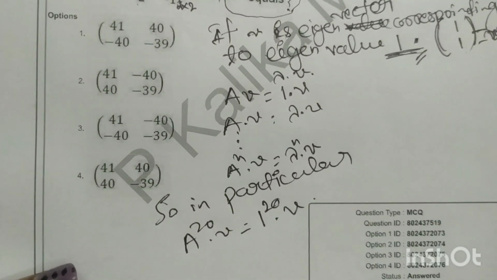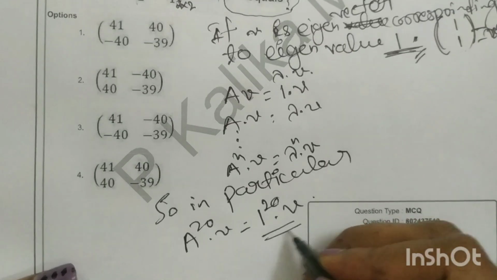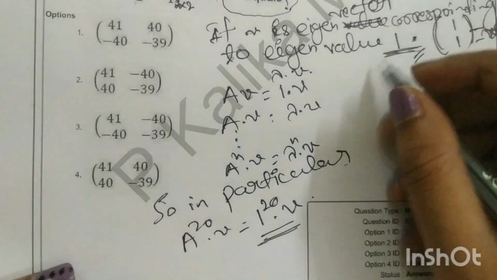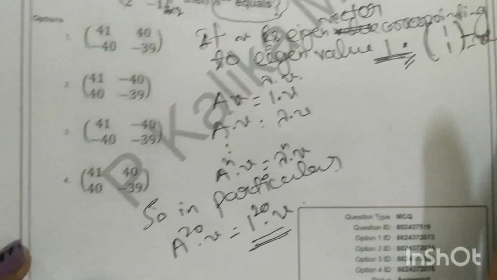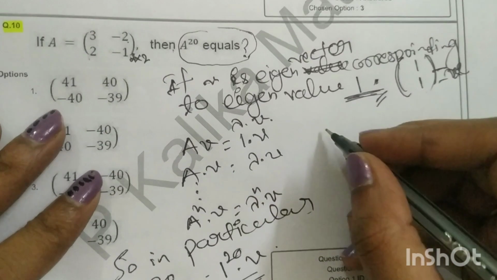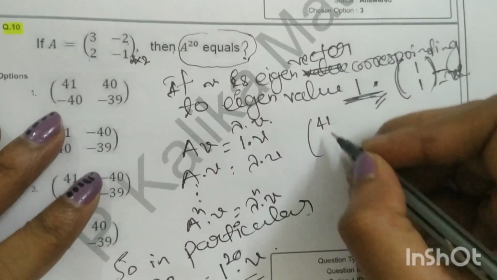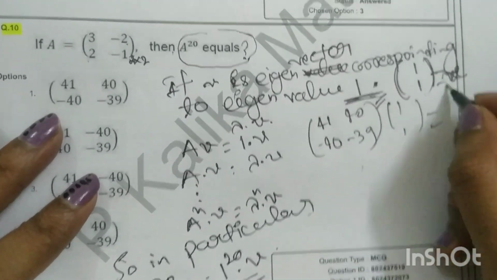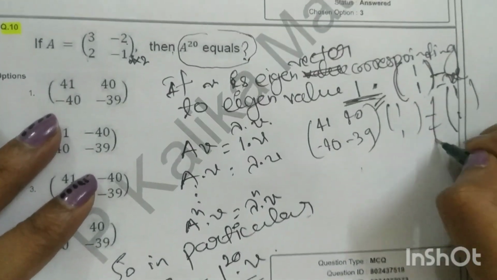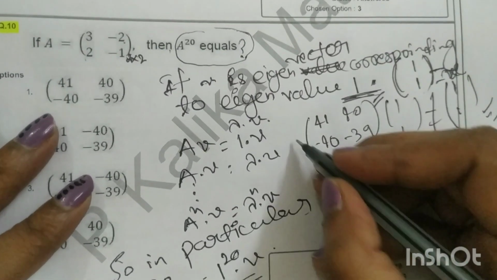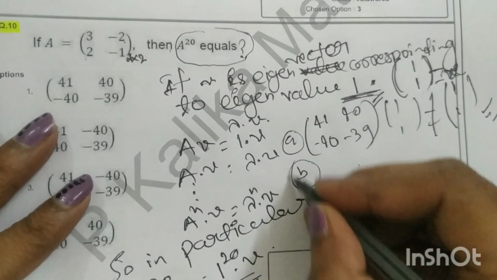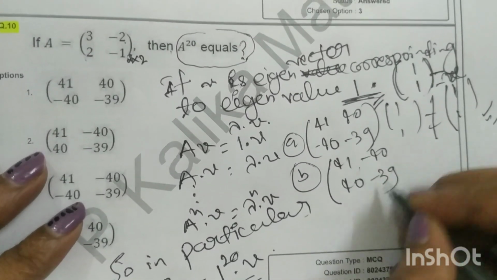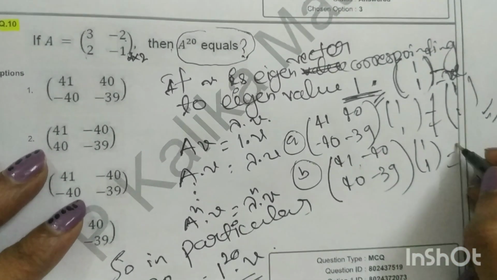So see, check among these, in which one, if you multiply by 1 1, it gives 1 1 itself. Check quickly, which one will give 1 1. So 41 minus 40 minus 39 into 1 1. So you will get not 1 1, right? It is not equal to 1 1, as verified. And what is in option B? Okay, 41 minus 40 minus 39. If you multiply by 1 1, you will get 1 into 1 1.